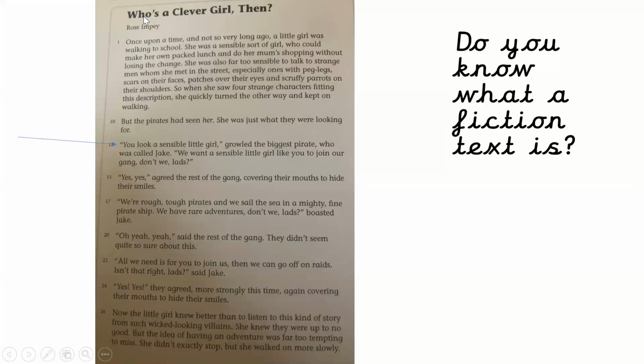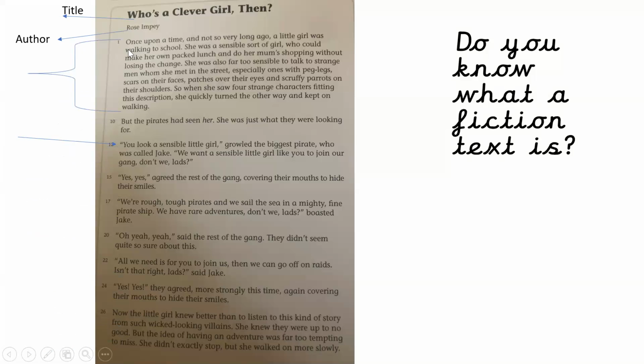What is this over here? Great, fantastic. That is the title of the story. And the title of the story is Who's a Clever Girl Then? Who can tell me whose name is this and why it's there? Fantastic. That is the name of the author, and an author is the person who's written the story. The author of this story is Rose MP.